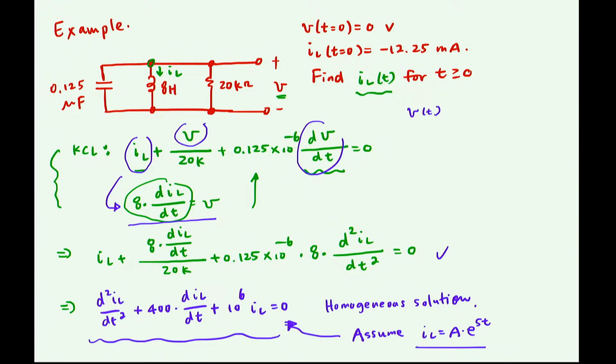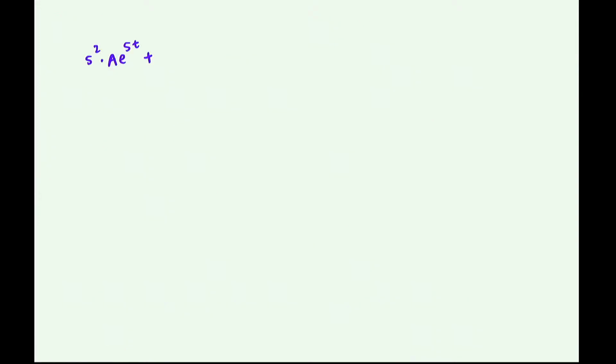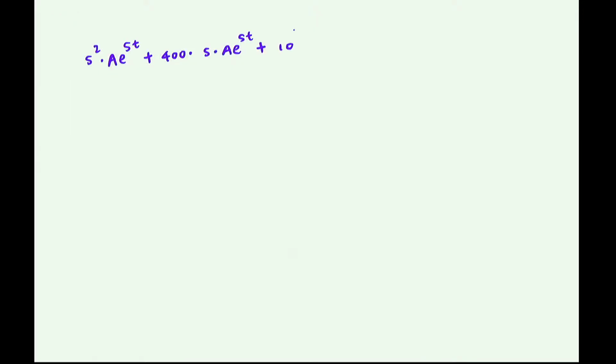So the first term is the second derivative of IL, d²IL/dt², so that we will have s squared times A exponential st. The second term is equal to 400 times dIL/dt, so 400 times s A exponential st. And then the last term is equal to 10 to the 6th times IL. Okay, so that we can rewrite this to get our characteristic equation.